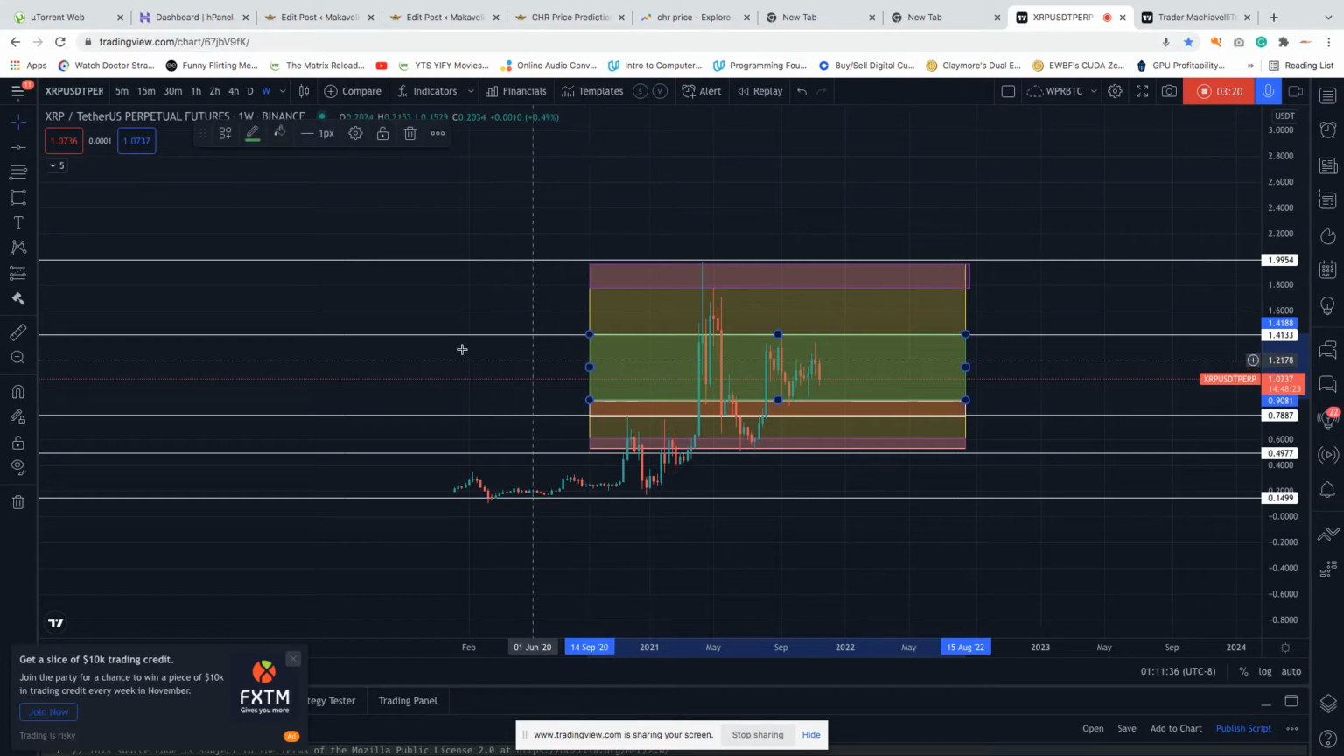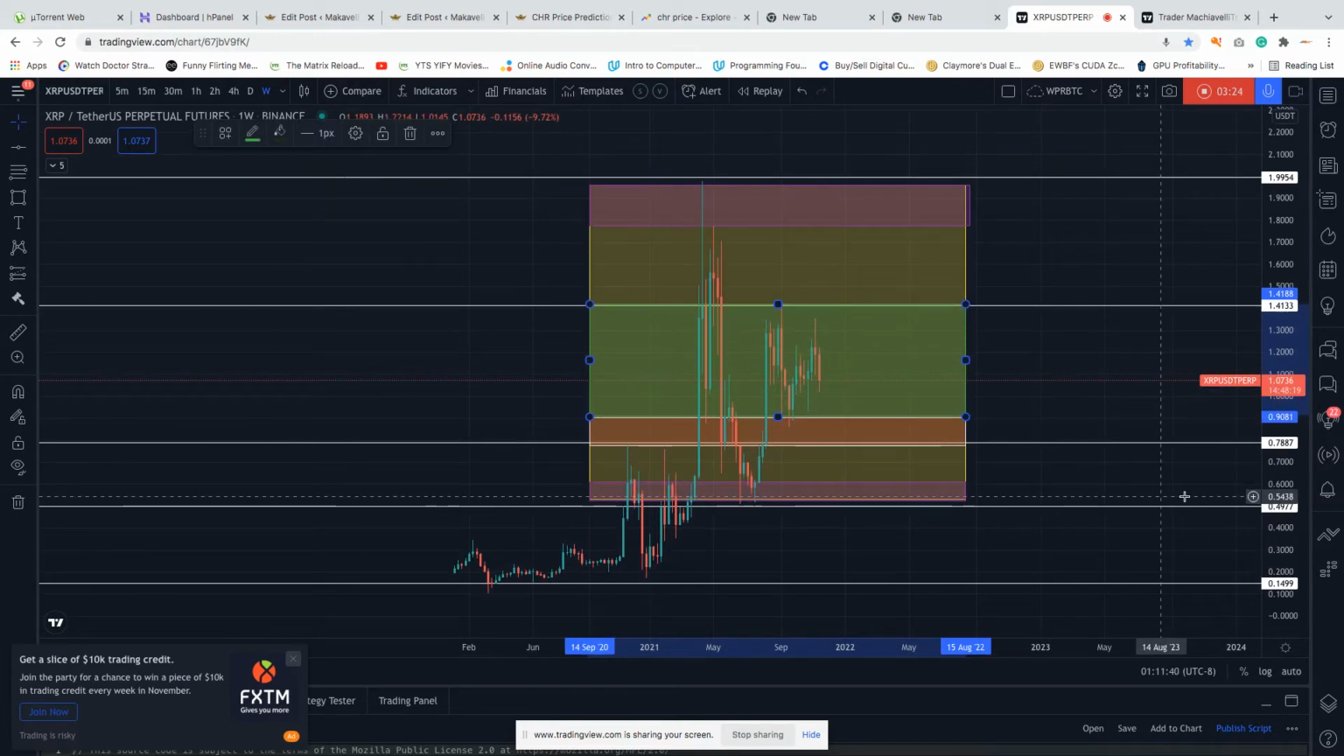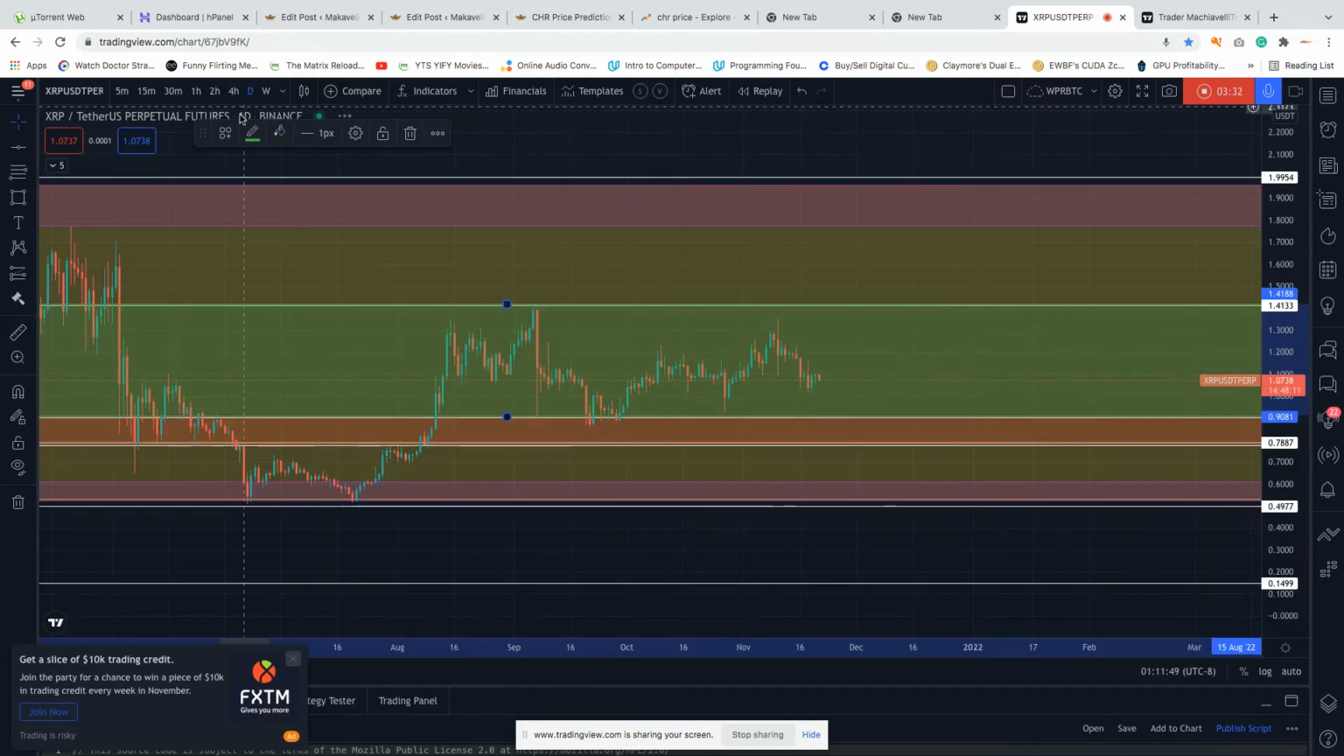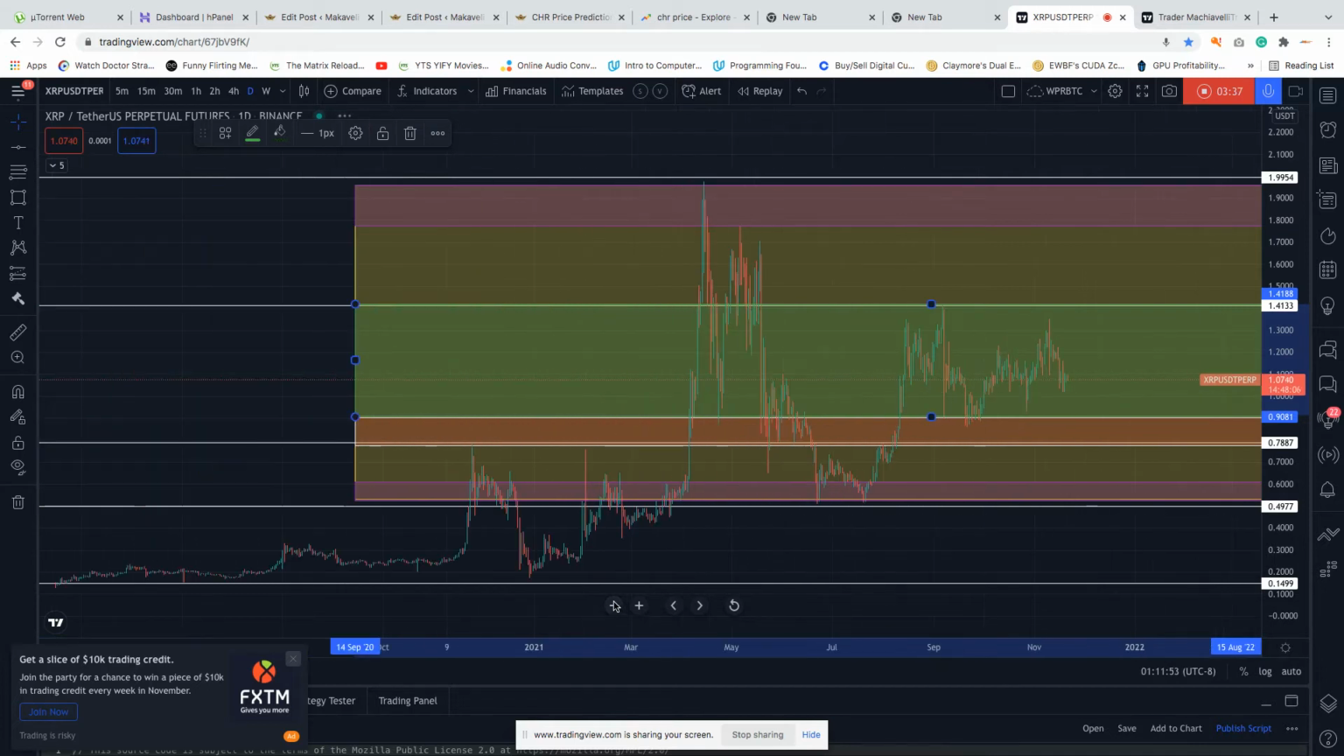So now that I've gotten my box, I'm going to interpret what this box is telling me. Now, I drew this on the weekly chart. So I'm going to go to the daily chart and see how this box is being respected on the daily chart. So now this is the daily chart. How does my box look on the daily chart?